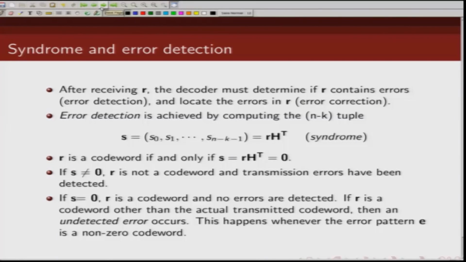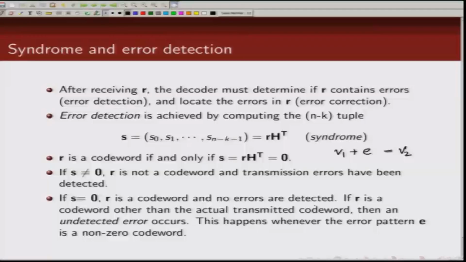other code word. Let us say I transmitted a code word V1 and my error E was such that it transformed it into another code word V2. So, the received sequence is V2. Now, if I compute the syndrome, because V2 is a valid code word, then VH transpose will be 0. So, an undetected error happens when your error pattern is such that it transforms one code word into some other code word, and that is what we have written here.